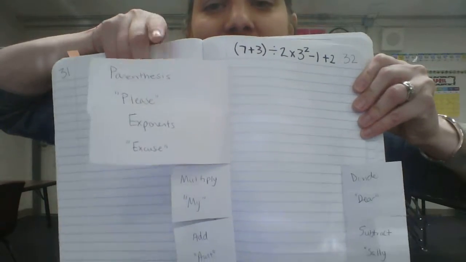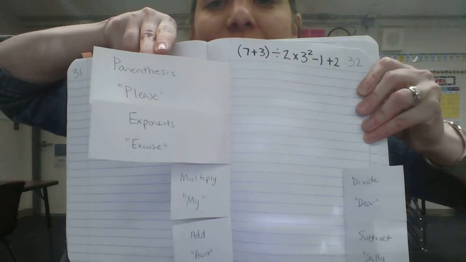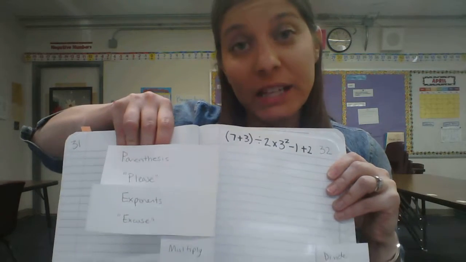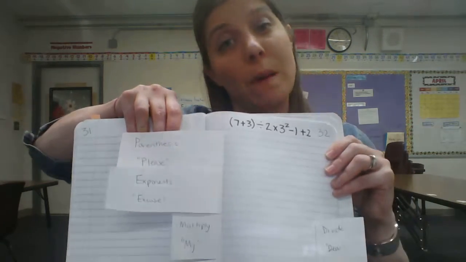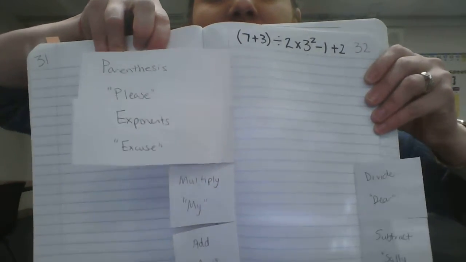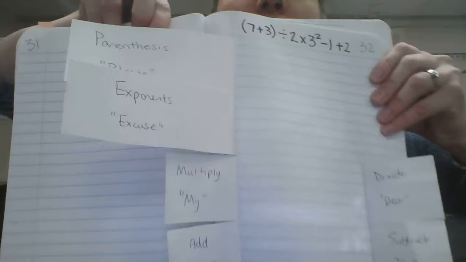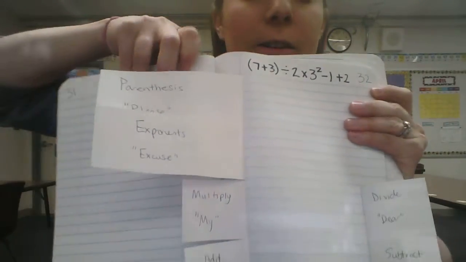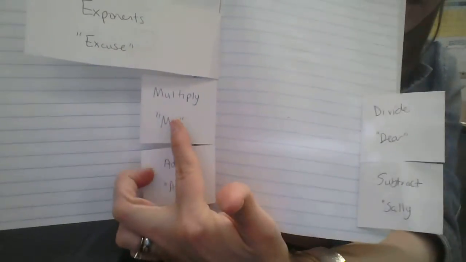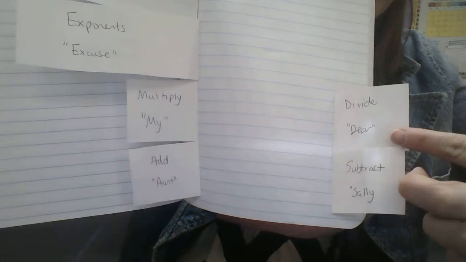So the P at the very beginning, we always do our parentheses. And I wrote down please under that flap because there's an acronym called Please Excuse My Dear Aunt Sally. And some people like to say that to help them remember the order. So parentheses is first, please. Exponent is next. That's for excuse. Then if you come down here to multiplying and dividing, again, left to right. My dear, and then add, subtract, Aunt Sally.